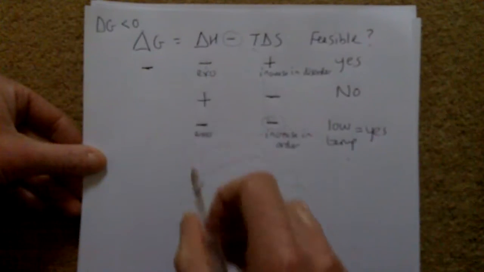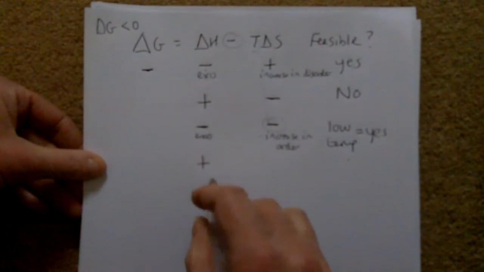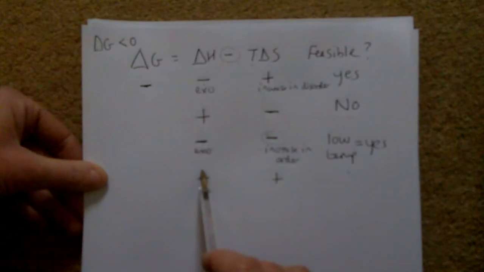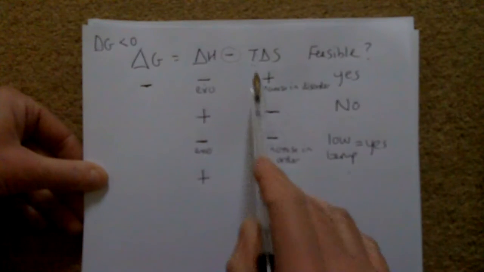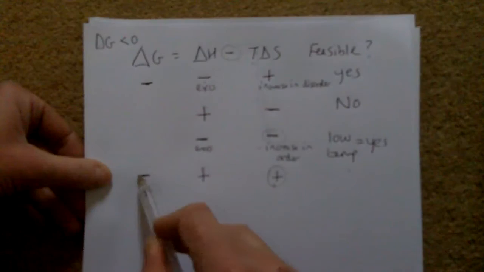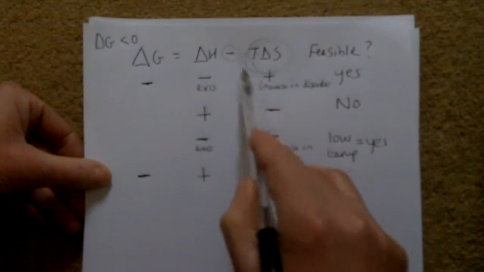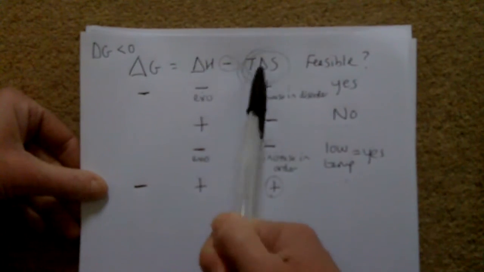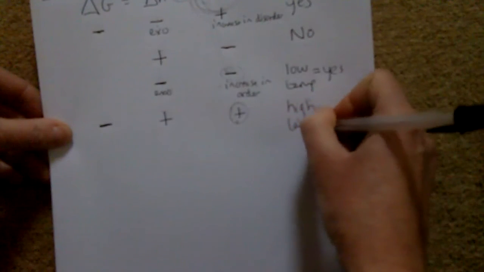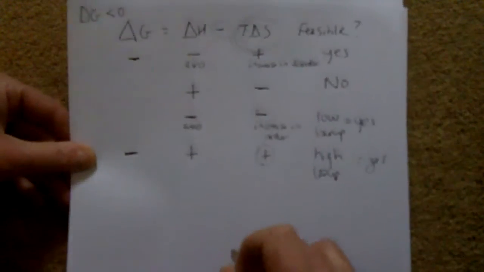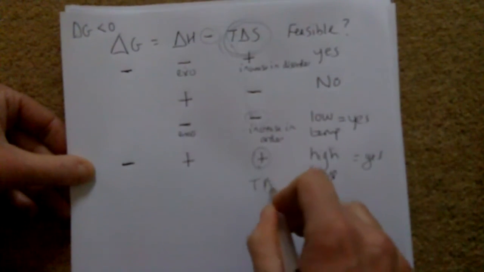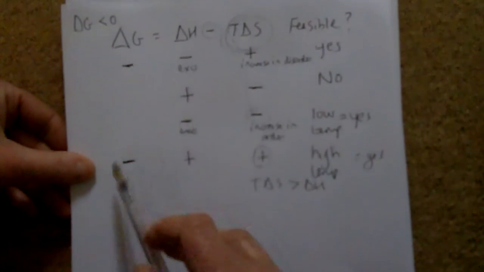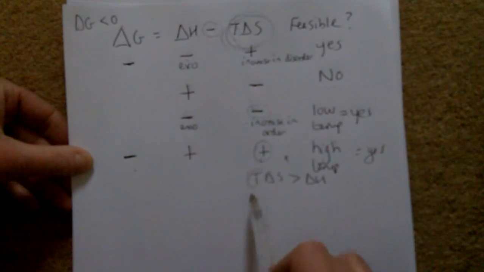And then finally, the last combination: if you have a positive delta H, so that's endothermic, and a positive entropy change. We're taking away a positive number, and to make it negative overall, we need this number to be really high. We need the T delta S to be greater than delta H. This will happen if the temperature is high. So the reaction will be feasible, but only at high temperature, because we need T delta S to be a bigger number, of greater magnitude than delta H, and then it will be negative overall.